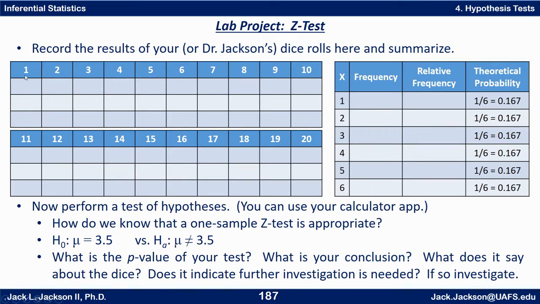Then summarize over here, these are the X's. The theoretical probabilities, 1/6, 1/6, 1/6, 1/6, 1/6, 1/6, should be close to what you get for relative frequencies here. But actually figure out what you actually have. So go through here and count all the 1s, and put how many you have here, and 2s, 3s, 4s, 5s, and 6s. Divide all these by 60 to get your relative frequency here.